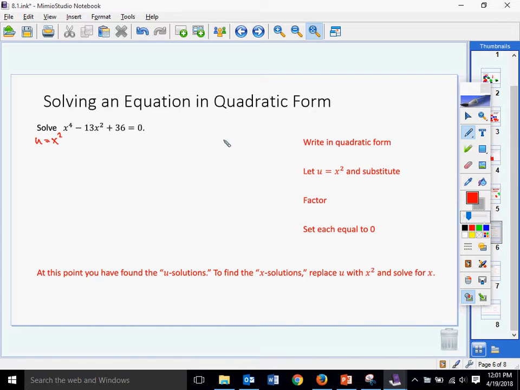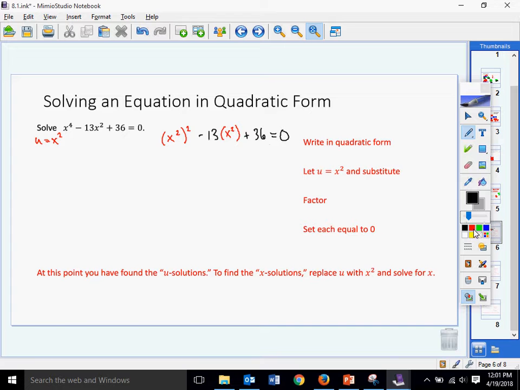So in quadratic form, what I have going on is x squared squared minus 13 x squared plus 36 equals 0. So this is a quadratic form. Something squared minus something times that plus a number equals 0.